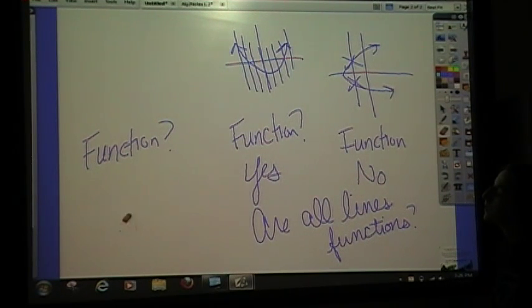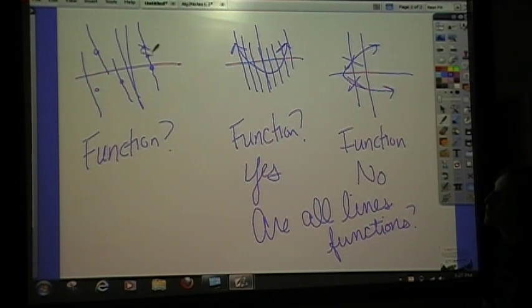Okay. How about this one? Is this a function? Touches once, touches once, touches once, doesn't touch at all. Oh, touches 3 times. It's not a function. And this will kind of drive home the whole table thing.